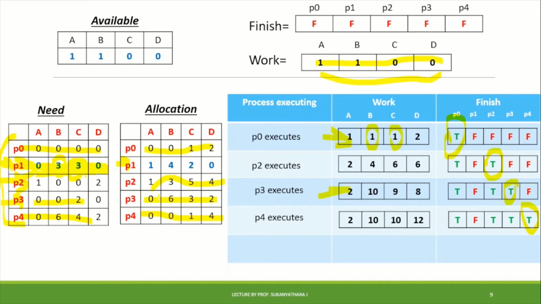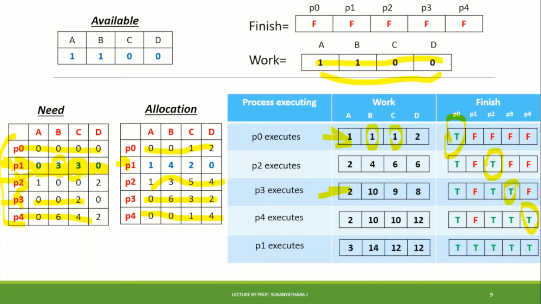Again, we will check whether P1 can now execute. P1 is waiting, isn't it? So when resources become free, P1 executes. When P1 completes execution, it leaves by releasing all the resources it was holding. So new value of work becomes work plus allocation of P1. So it becomes 3, 14, 12, 12. And we will write finish of P1 is true.